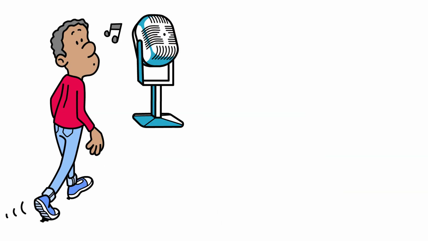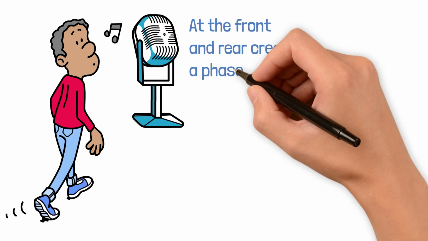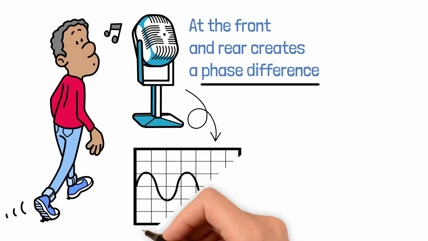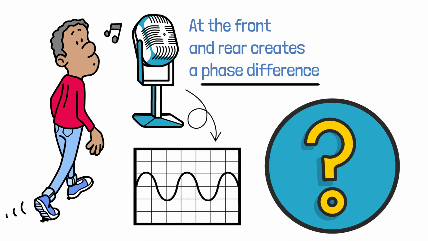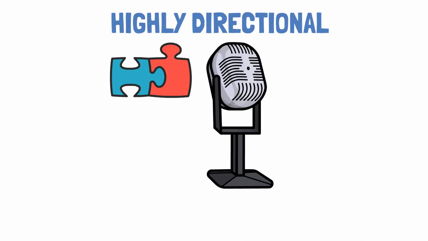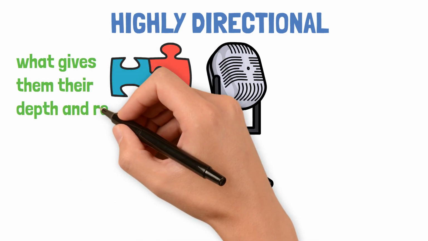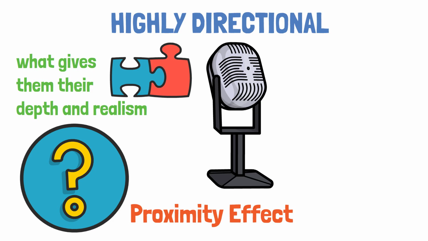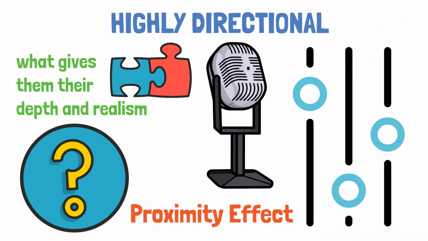The delay between sound arriving at the front and rear creates a phase difference, and that phase difference is what the microphone converts into a signal. That's how it detects direction. Ribbon microphones are highly directional, and that sensitivity to timing is what gives them their depth and realism. It's also why they exhibit the proximity effect, a rich bass boost when the source gets close.